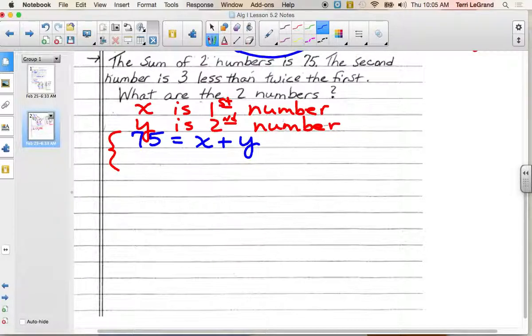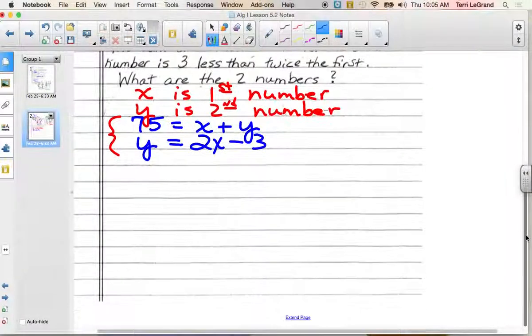Okay, anybody want to offer up the second one? Abby? Y equals 2x minus 3. The second number is 3 less than twice the first. Good job, Abby. Y equals 2x minus 3. The second number, y, equals 3 less than, which means 3 better be getting subtracted from something. Twice the first, well, the first number is x, so 2 times x.